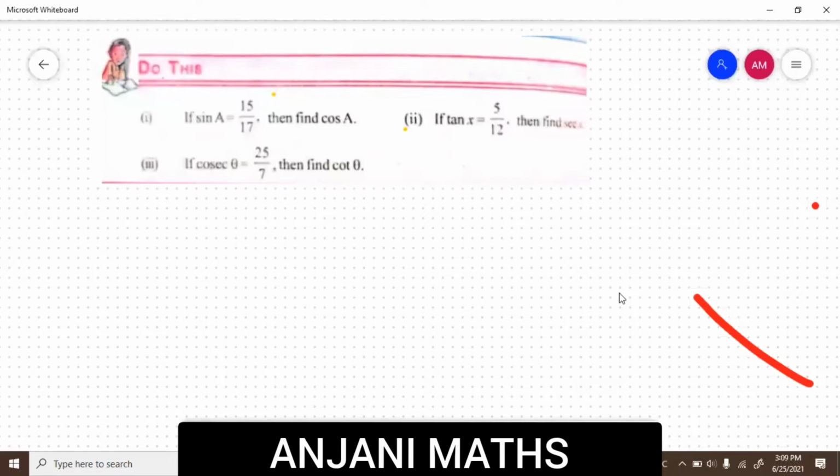Sin A is equal to 15 by 17. Then find cos A. Before solving problems, let us discuss the importance of these trigonometric identities.